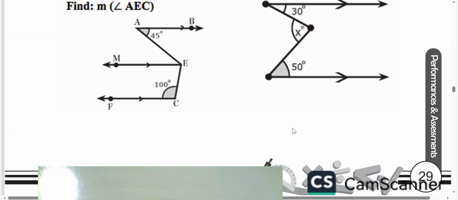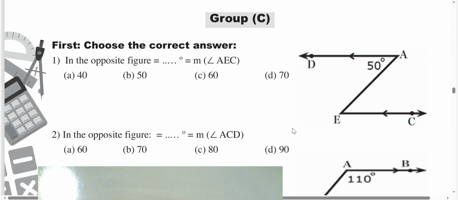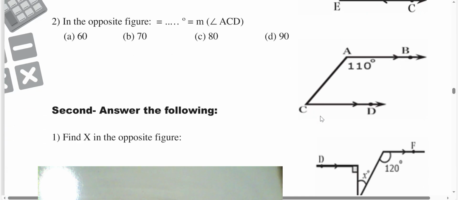Next example, the measure of angle E equals 50 degrees. We call it alternate angles because ED parallel to EC and E transversal of them. Next question, the opposite figure. We want to find the measure of angle ECD. It will be 180 subtract 110 equals 70 degrees. We call this supplementary angles. Supplementary means the sum of them is 180. Then the result will be 180 subtract 110 equals 70 degrees.